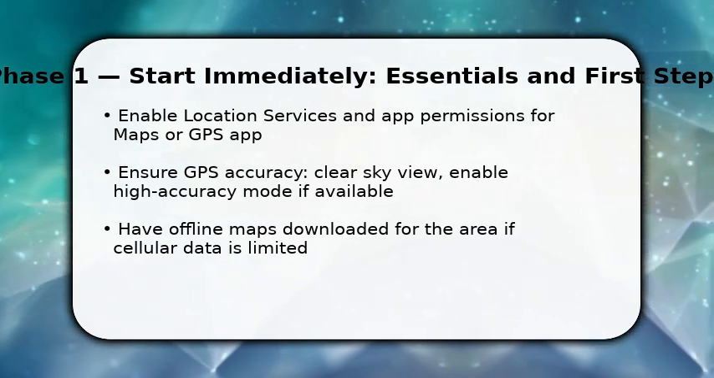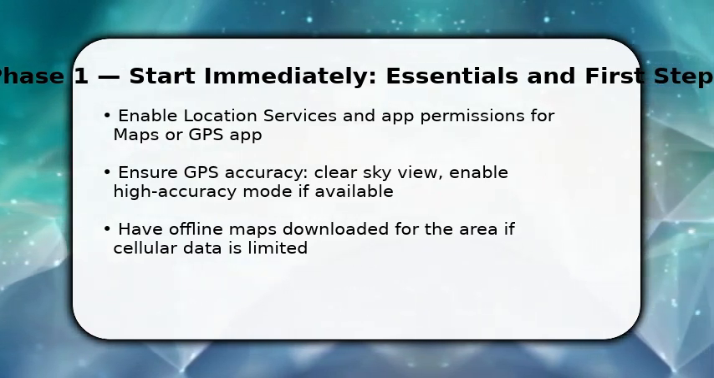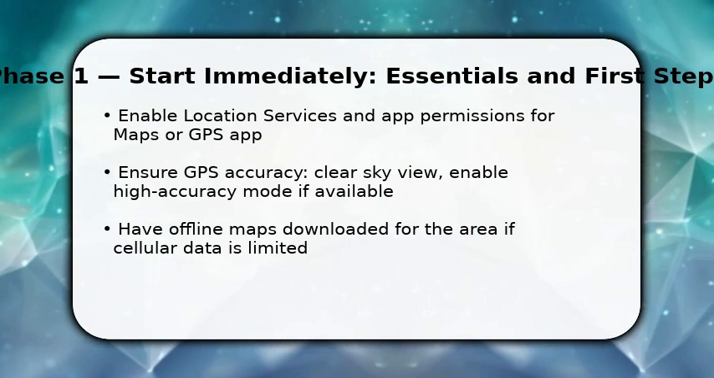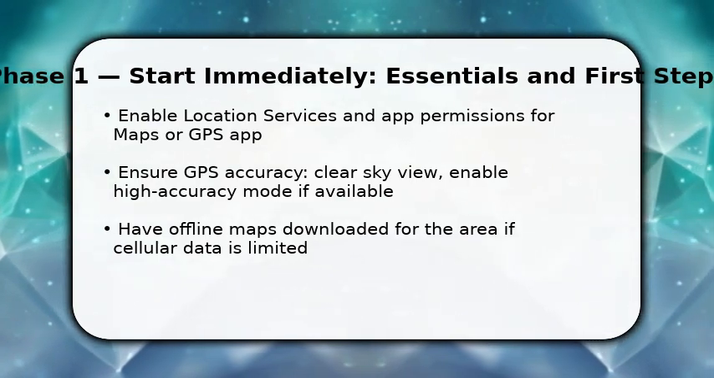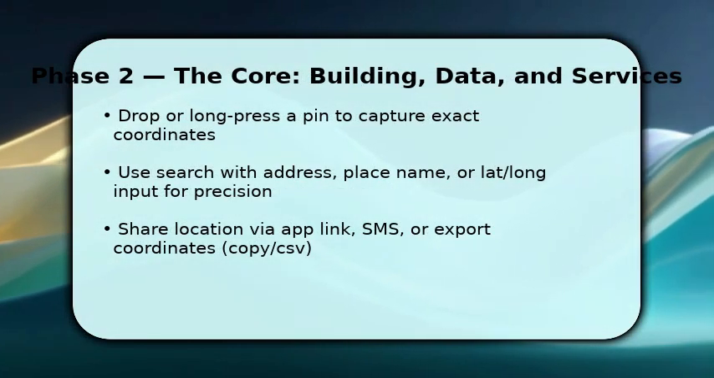This tells you the device has a lock. Make sure offline maps are downloaded before you leave, because cellular gaps will otherwise block. You now refine and use that location.